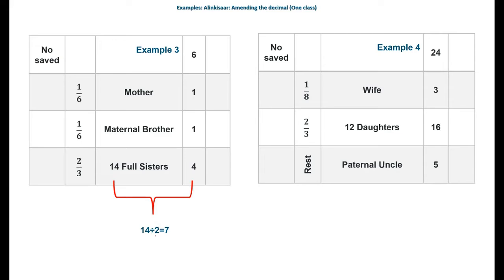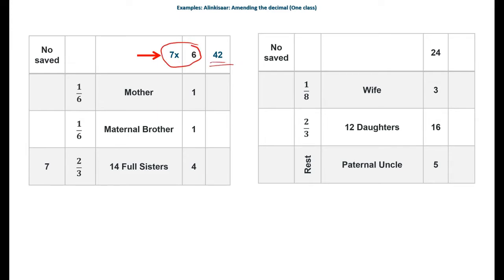So 14 divided by 2 equals 7. So we save this result here now. This is the new saved number. So this number we saved here, number 7, we take on top of the total share. 7 times 6 equals 42. And then we times this number 7 here with the numbers below.